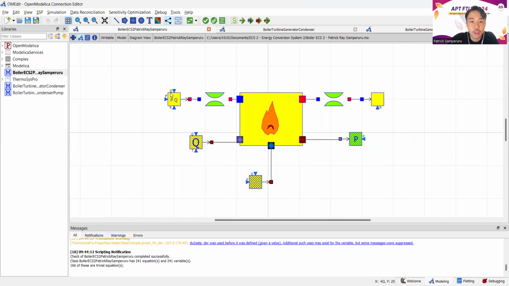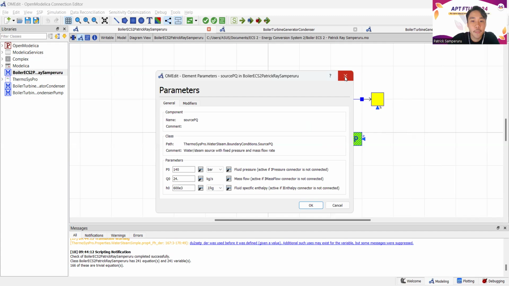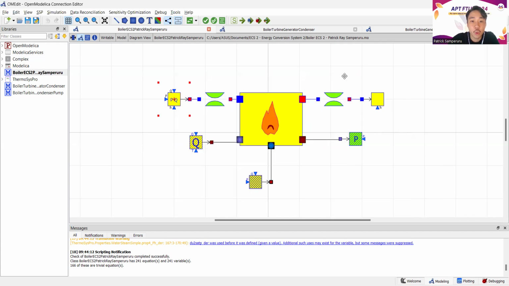So here we have a total of 1, 2, 3, 4, 5, 6, 7, and 8 different components. And that consists of, first of all, here, the water steam source, and then we have the flue gases source, and then we have the source of fuel. Here we have the boiler itself, along with two singular pressure loss components, and then finally we have the sink, and here we have the flue gases sink.